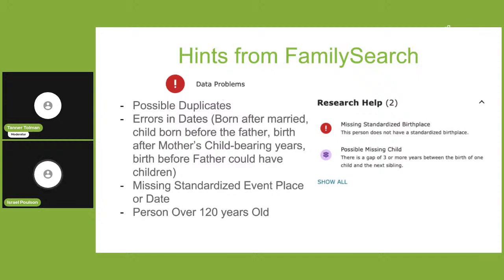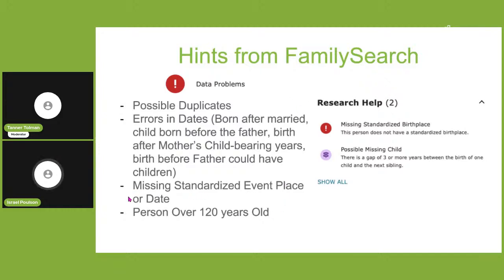Now I will show you once I get into my own tree, and this will indicate possible duplicates, errors in dates, like if someone was born after they were married or a child was born before the father, things like that. Missing standardized event, place, or date, or if the person is over 120 years old. It's very unlikely for a person to be over 120 years old, so the system will flag it. And if a child is born before the father was even born, then that's another big red flag.